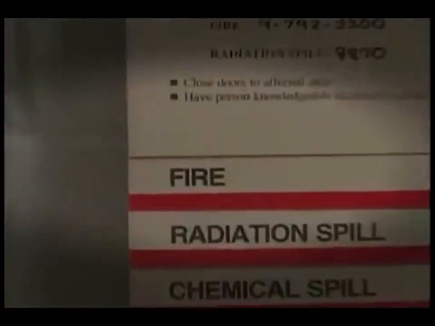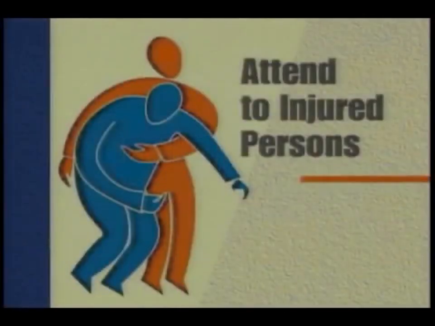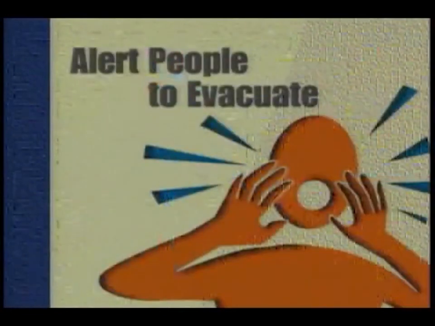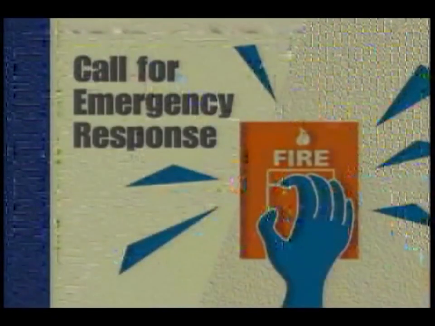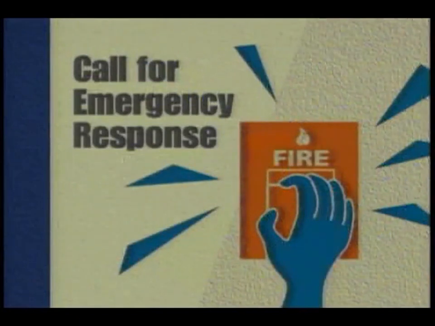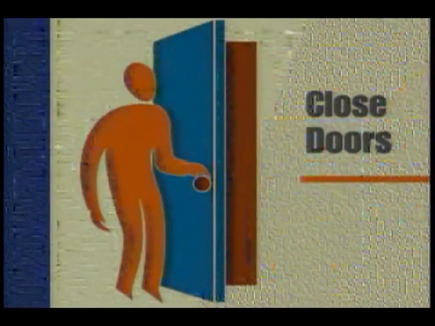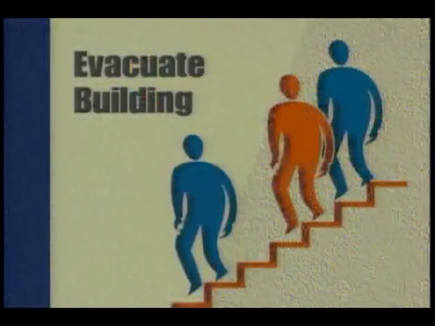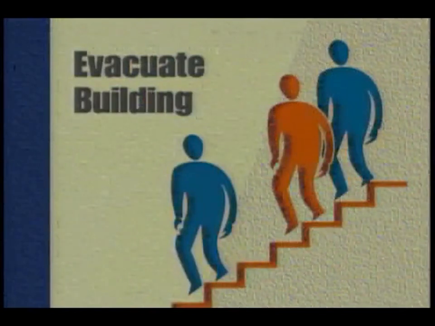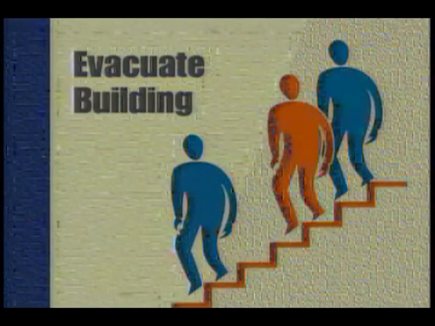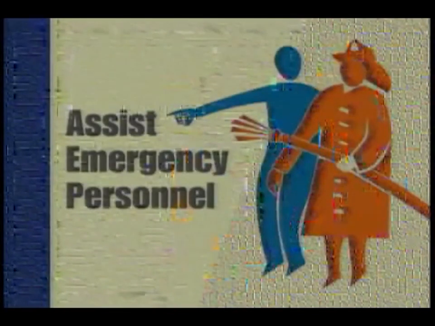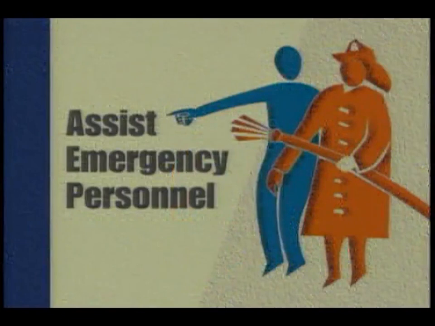In case of a major fire, each laboratory worker should be prepared to take immediate action. Attend to injured persons and remove them from further harm. Alert people in the immediate area to evacuate. Activate the nearest fire alarm or call the emergency response number. Close doors to confine the fire. Evacuate to a safe area or exit the building. Do not use the elevator. Have a person knowledgeable of the incident and laboratory assist the emergency personnel.